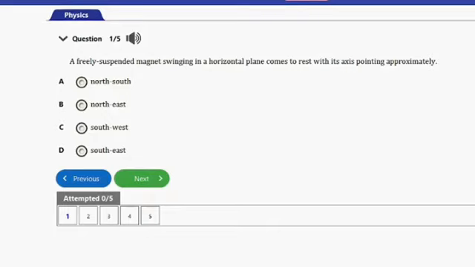It says, a freely suspended magnet swinging in a horizontal plane comes to rest with its axis pointing approximately A. North to south, B. North to east, C. South to west, D. South to east. So guys, the answer to this question is option A here, north to south. So let's go ahead and consider the next question, guys.